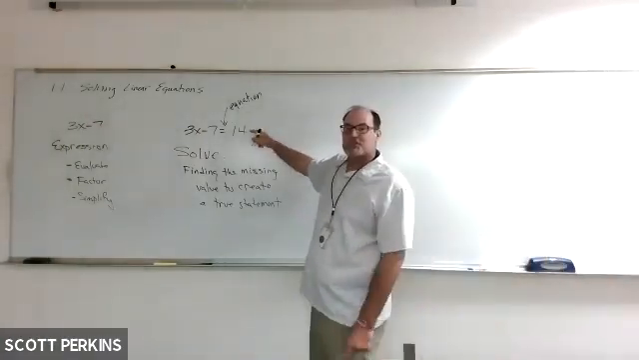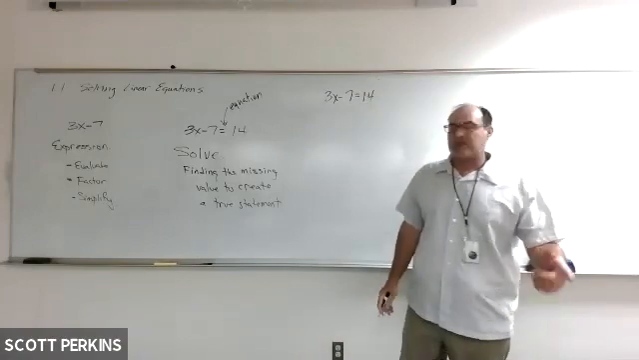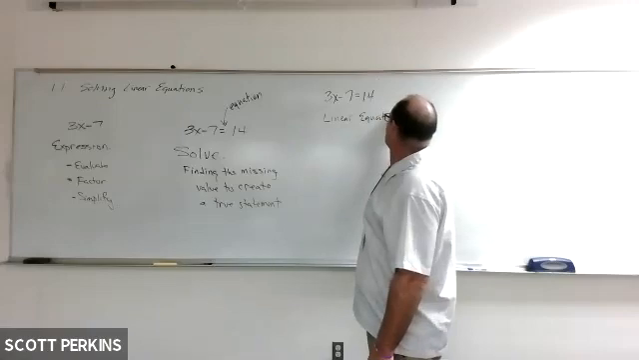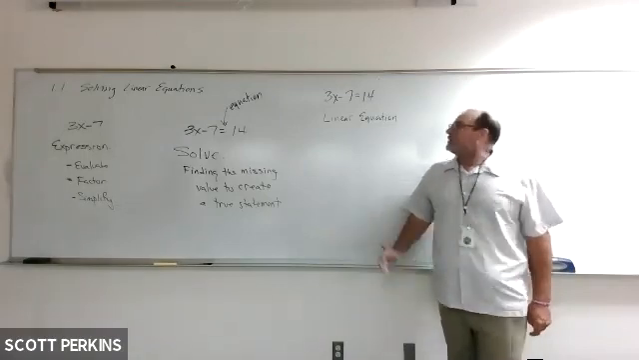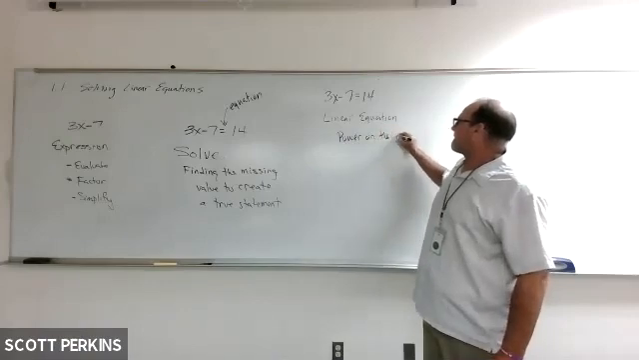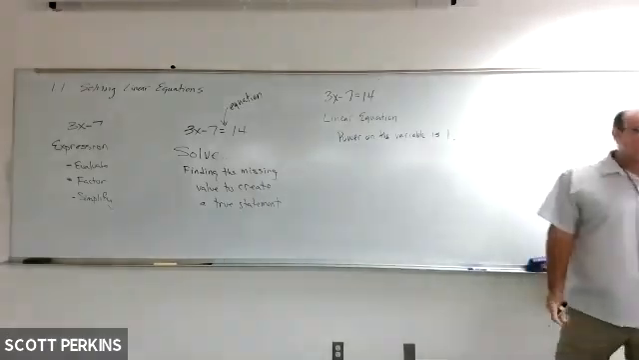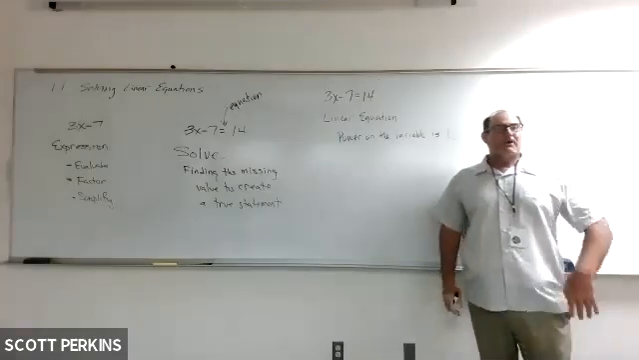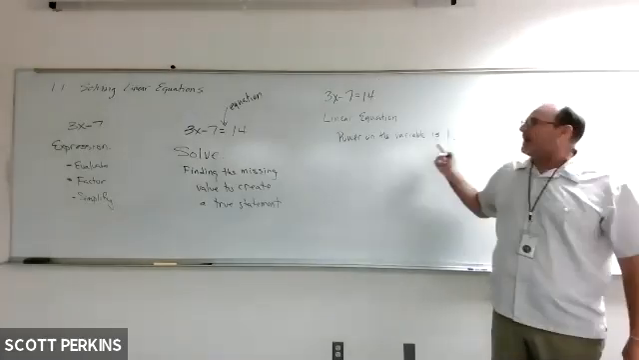Well, this equation right here, 3x minus 7 is equal to 14, is an equation, but more specifically, it's called a linear equation. The reason it's called a linear equation is that the power on the variable is 1. You have no variables in the denominators, you have no squares or cubes or anything. Your power on your variable is 1.